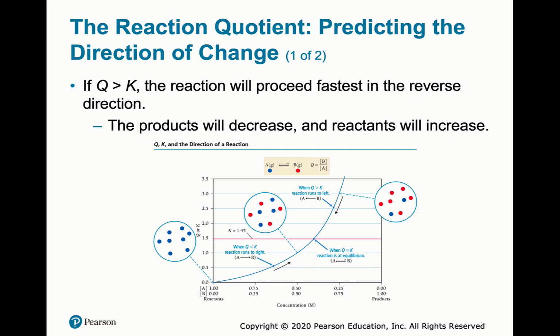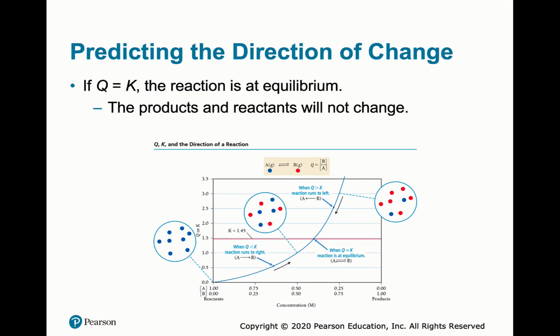So that's actually how I remember. I don't have this memorized. I reason through it every time. And, well, I've already mentioned that. So at equilibrium, Q and K are the same. And then the overall concentration of products and reactants will not change.